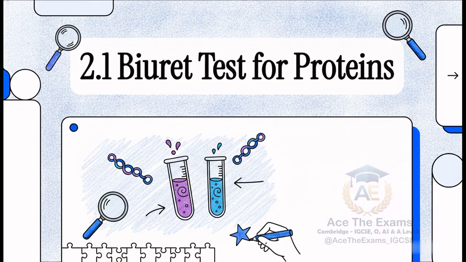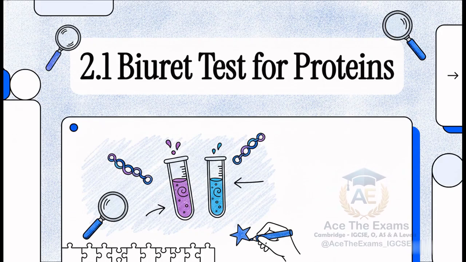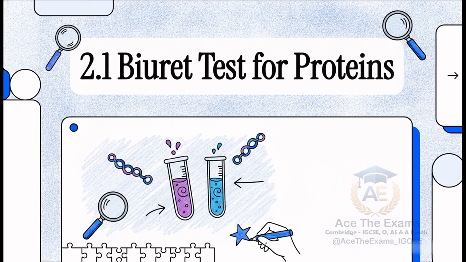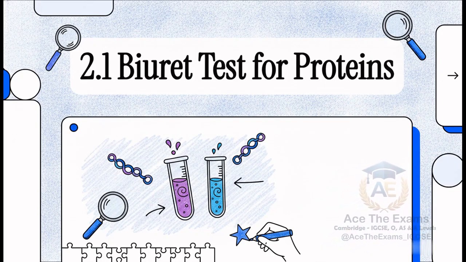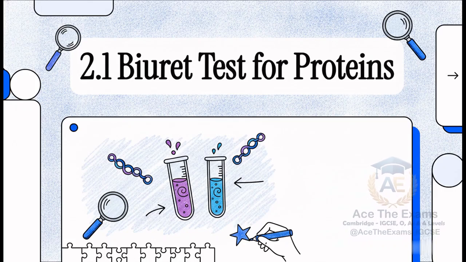But rather than just having you memorize a textbook, we're going to look at this strictly through the eyes of the principal examiners. In this explainer, we're breaking down exactly what examiners are actually looking for, the traps that cost students marks every single year, and how you can lock down those top grades. All right, let's get right into it.